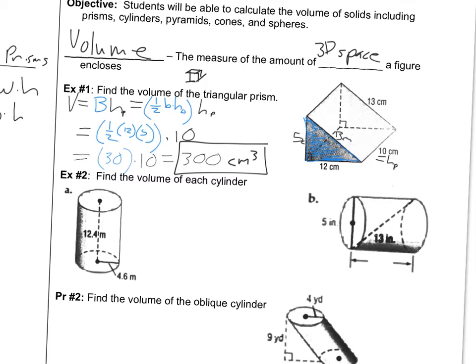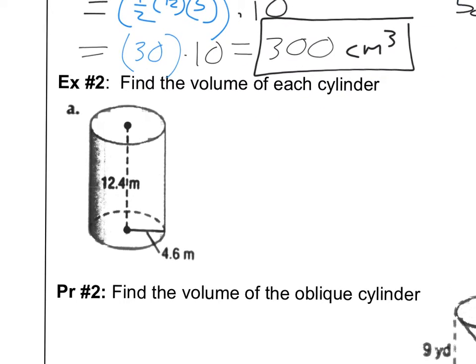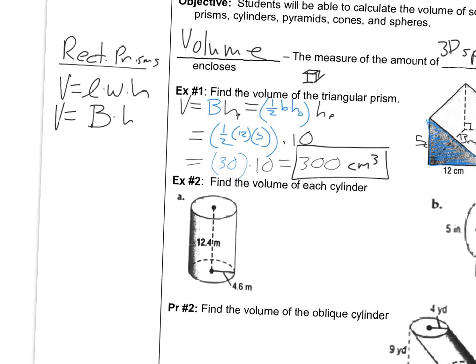Okay, got a couple problems here for you. Now we're talking about cylinders, so if we take a look at the formula page, we find that the formula for a cylinder is actually very similar to that of a prism, in that it's the base area times height, only that the base area is just a circle. So it's pi r squared times the height. Pretty straightforward. We're going to just plug in our values.